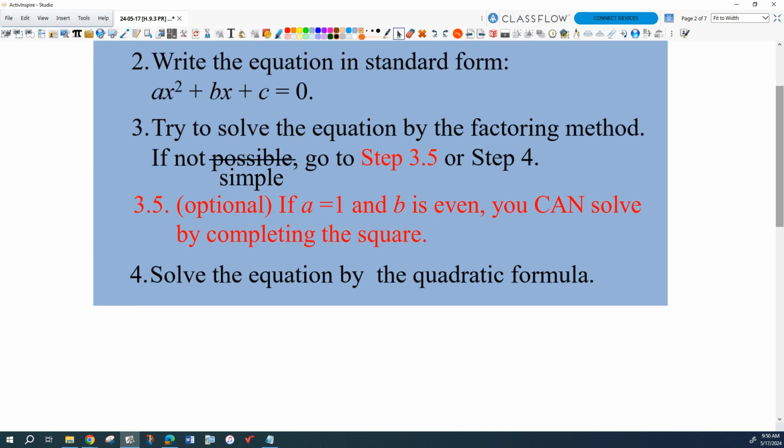And we always can use the quadratic formula, right? So if factoring doesn't seem very easy, then we would move on. They don't even include this, but I added it as option 3.5: if A is equal to 1 and B is even, completing the square is a pretty easy way to go, in my opinion. I personally think it's fewer steps than the quadratic formula, but that's a judgment call you can make. You could also skip straight to the quadratic formula after factoring fails. That always is going to work.